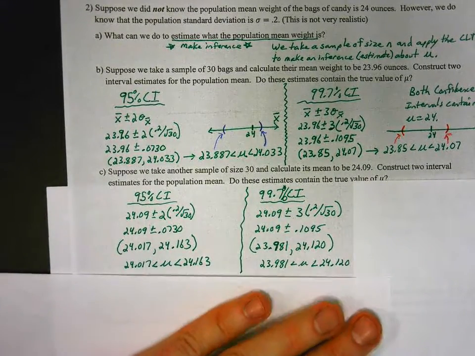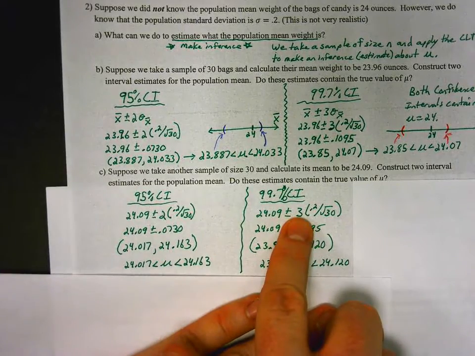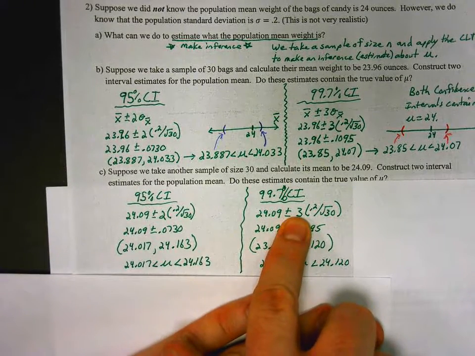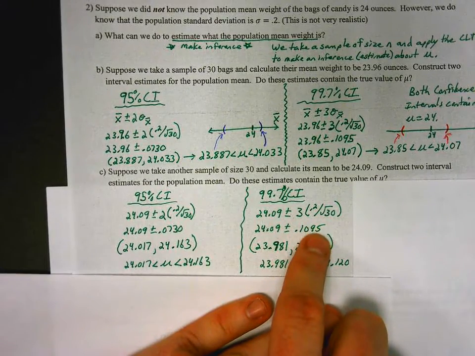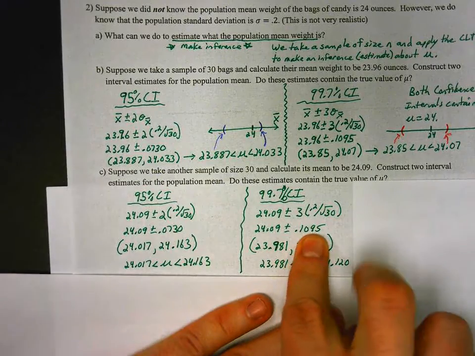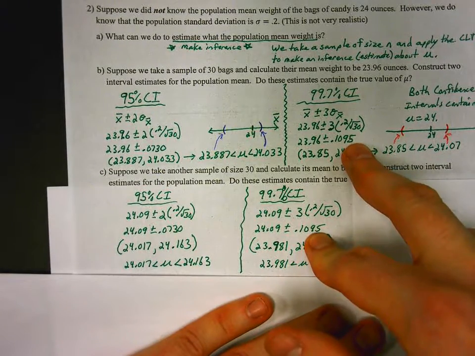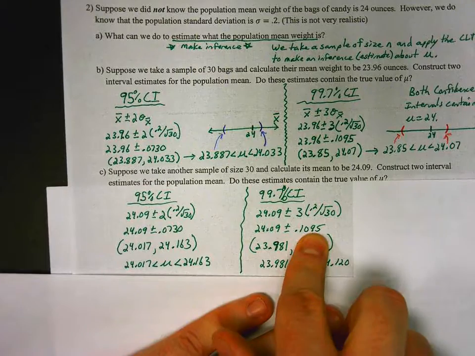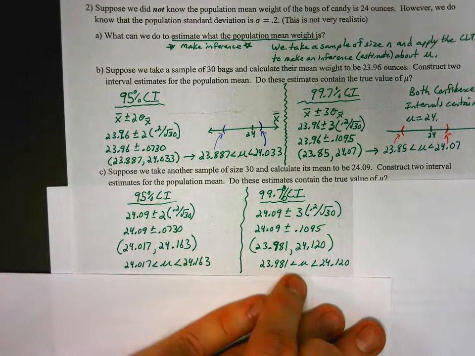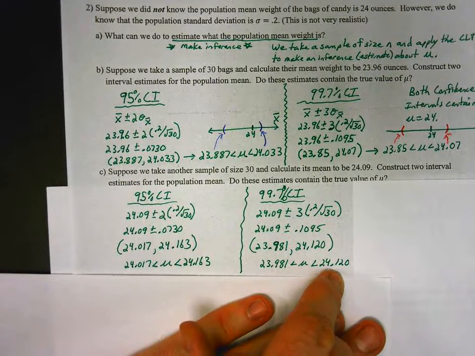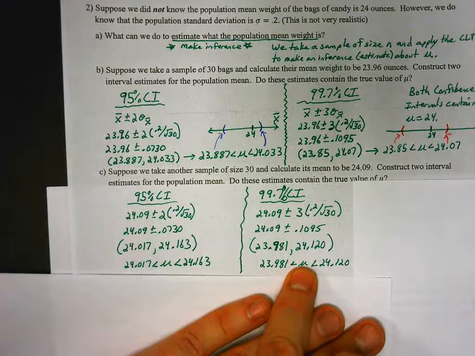For the 99.7% confidence interval, again, that's approximately 3 standard deviations from the mean, so 3 standard deviations within the X-bar distribution. Notice that, again, that 0.1095 margin of error is the same as up here. So 23.981 is less than mu is less than 24.20. That one, notice that 24 is still within that interval.